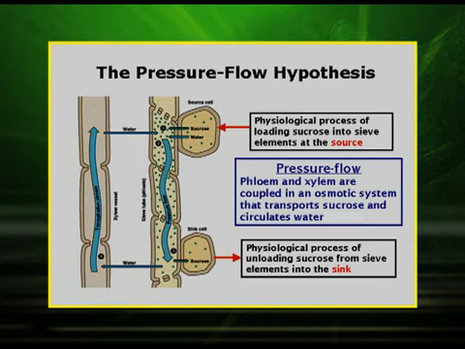So, to conclude, we can see the pressure flow hypothesis by looking into the following figure. The physiological process of loading sucrose into the sieve element at the source. The pressure flow: phloem and xylem are coupled in an osmotic system that transports sucrose and circulates water, and the physiological process of unloading sucrose from the sieve element into the sink.